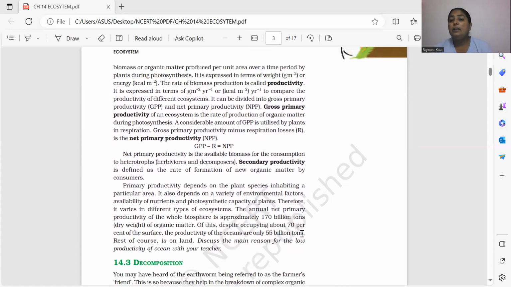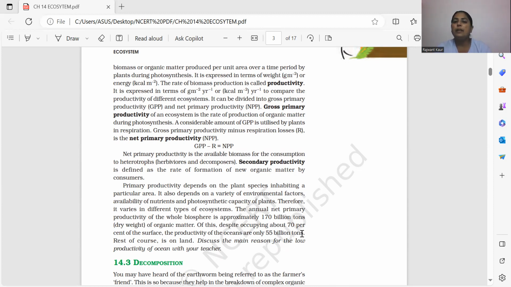Primary productivity actually depends upon certain important factors: what kind of plant species are present in an ecosystem or a particular area, and what kind of environmental factors are operating here. Is there enough amount of nutrients in that ecosystem, or what kind of plants are growing? Are they terrestrial plants or some aquatic plants? So the amount of primary productivity varies according to the ecosystem.